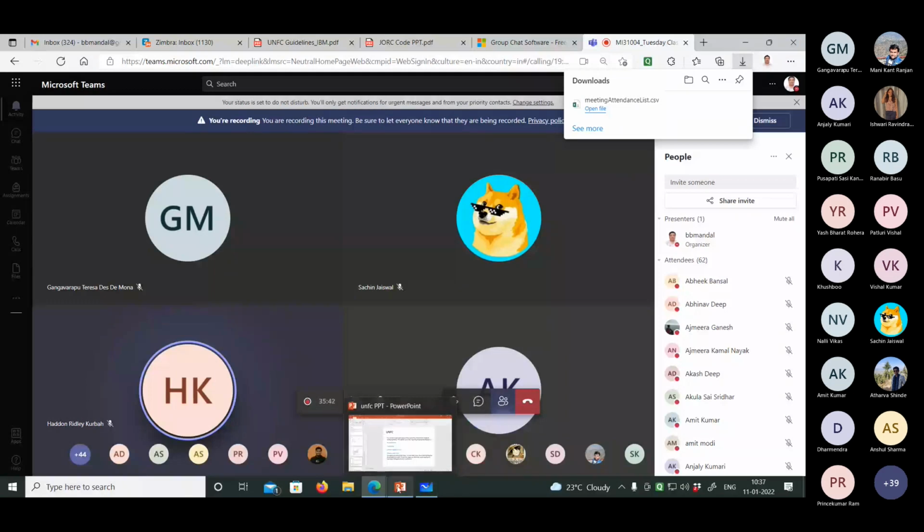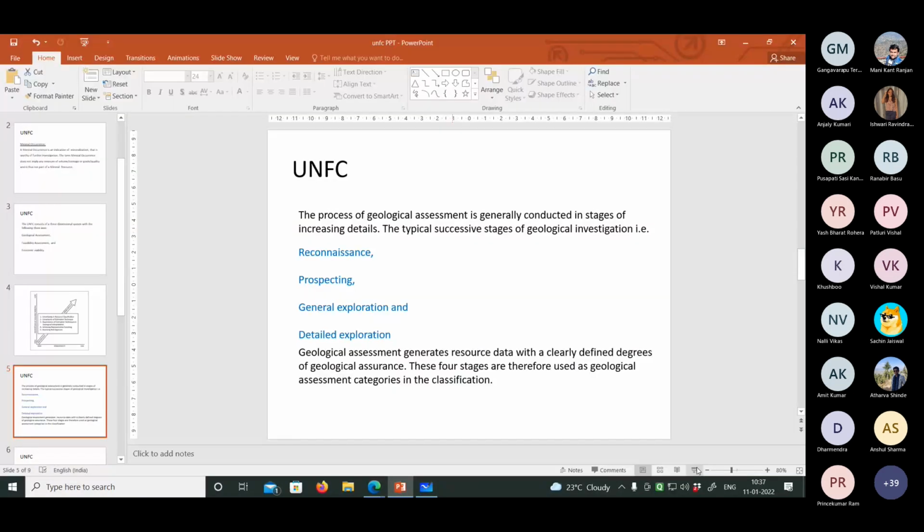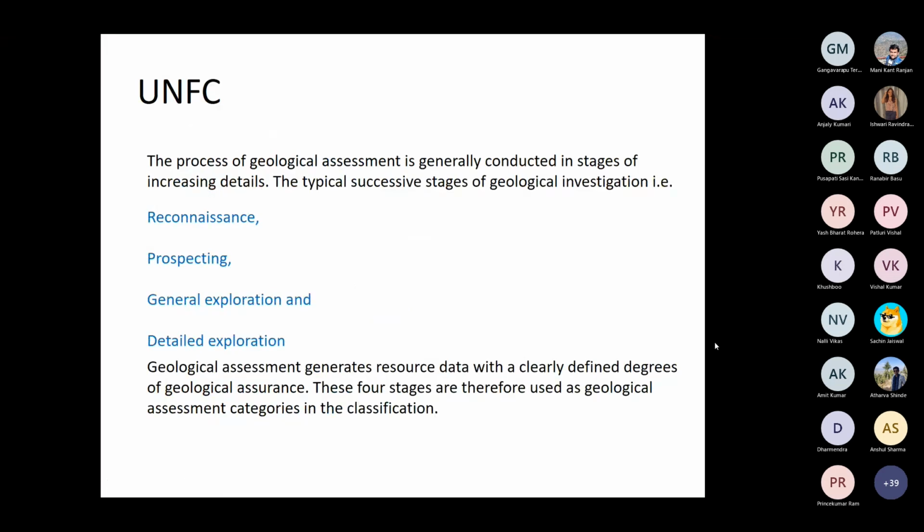Okay, now coming back to what I was talking about, the process. A very important part is the geological assessment part. This is generally conducted in stages of increasing detail. If you study the legislation, rules or act, you will see that in the beginning itself we describe these things in great detail. And these things are attracting a lot of foreign investment nowadays, because we want to know the mineral resources in detail for the purpose of investment.